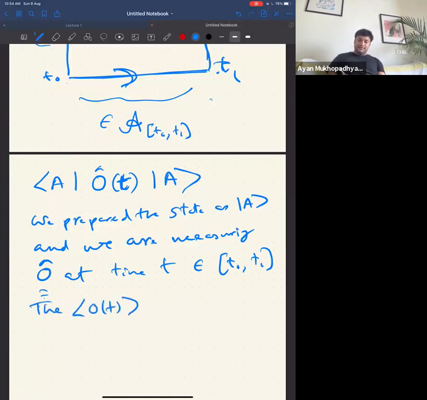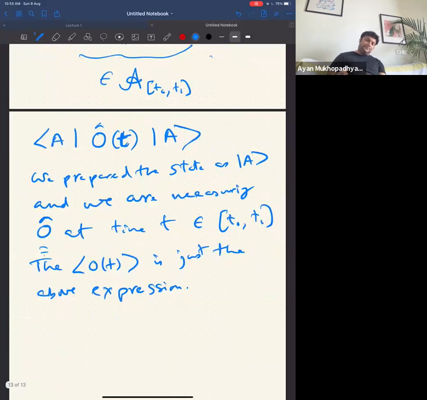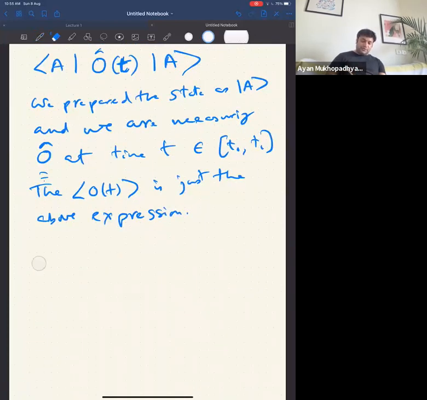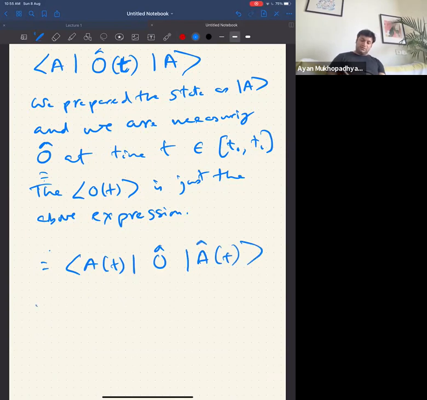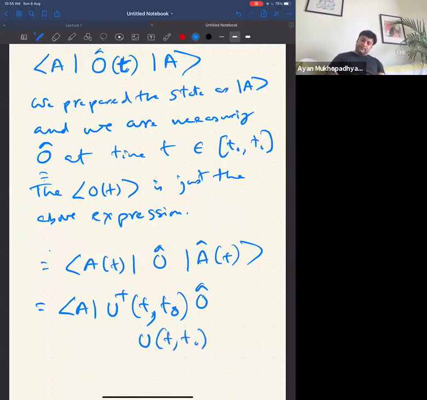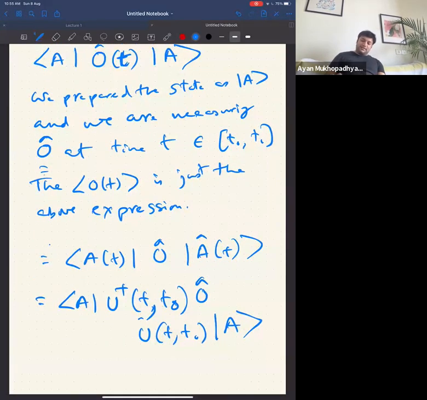Then what is the expectation value of O(t)? O(t) is just the above expression. Right? And now how do we write this? We already know the answer: in the Schrodinger picture, this should be equal to <A(t)|O|A(t)>, which is equal to definitely <A|U†(t, t0) O U(t, t0)|A>, right? And so what we are doing pictorially here, let us try to convert it to a picture.